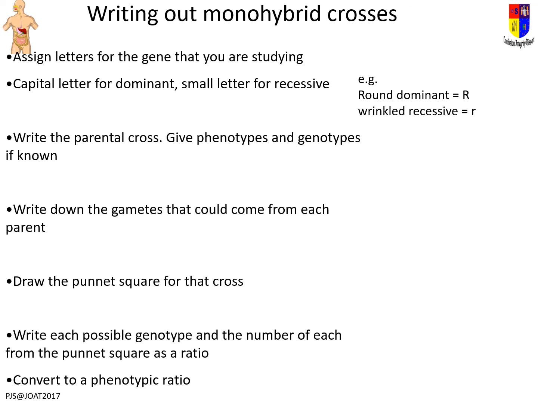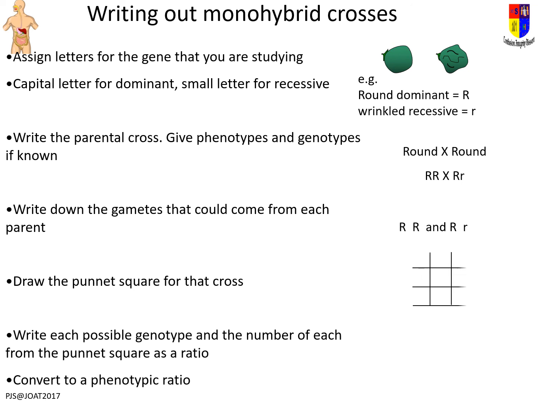So for example, we've got our round and wrinkled in peas. That's a big R big R crossed with a big R little r. So there's your possible gametes. Here is our Punnett square. F1 is 2 big R big R to 2 big R little r. That's our genotypic ratio, and it's a 1:1. But our phenotypic is going to be all round. Okay, that's everything in this one. You probably want to do quite a bit of practice on these crosses.